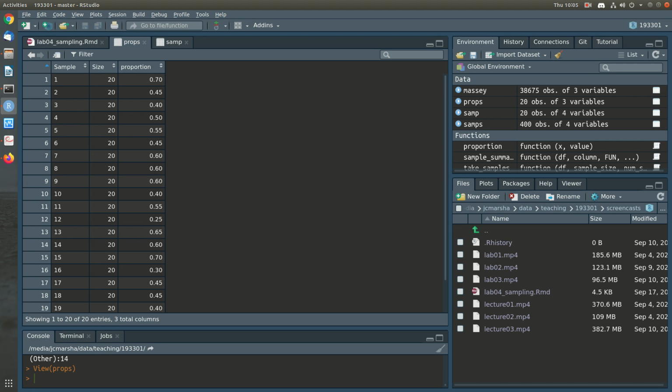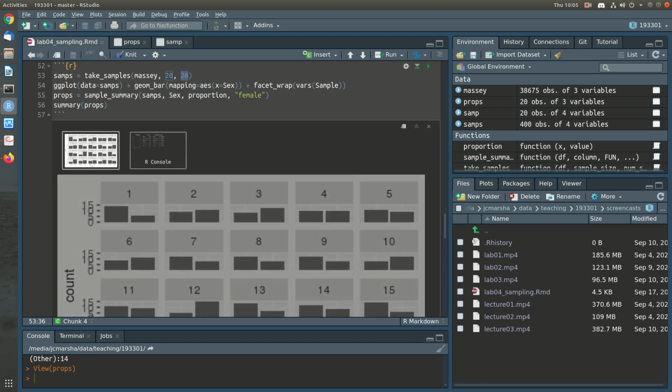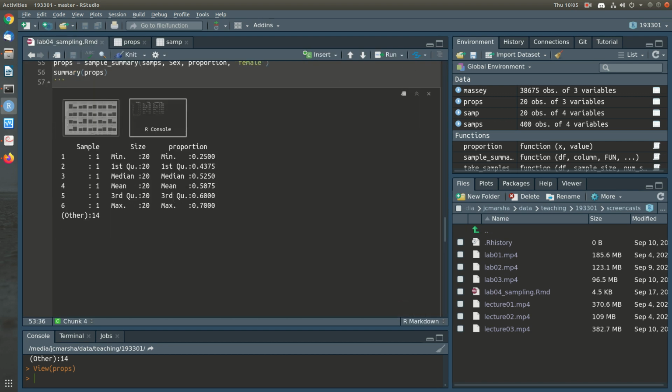If we summarize that here, we can see the mean of the proportions across the 20 samples. We take those 20 samples of size 20 and work out the proportion in each. The smallest proportion of females was 25% and the highest proportion was 70%. The average of the proportions is about 51%, which is pretty close to the actual proportion in the population, which was 52%.